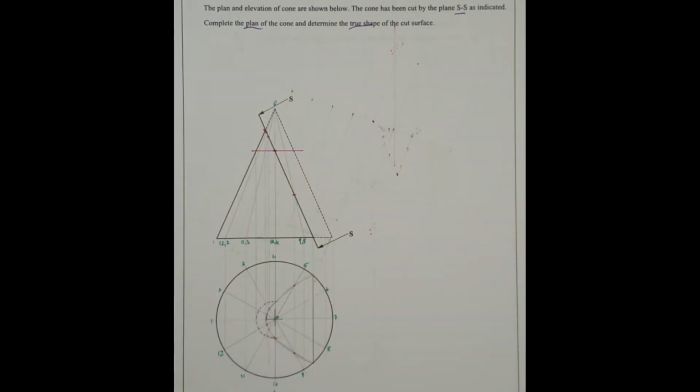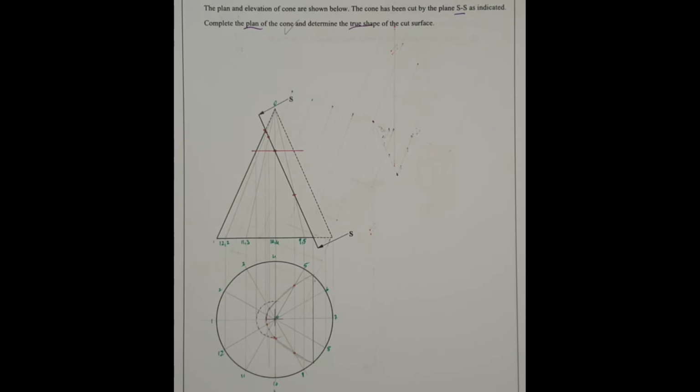What have they asked us next? They've asked us to complete the plan of the cone. Done. Determine the true shape of the cut surface. There are two ways of finding the true shape here. We can use an auxiliary view, or we can use rabattment. Now I'm going to do both, but I'll start off with the auxiliary view.